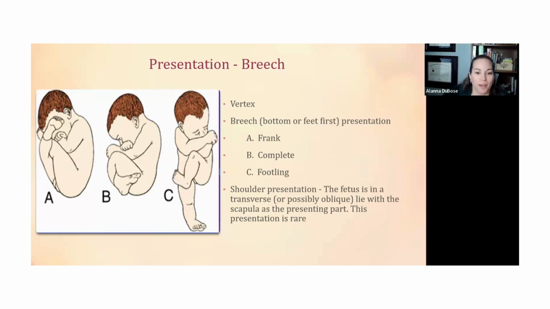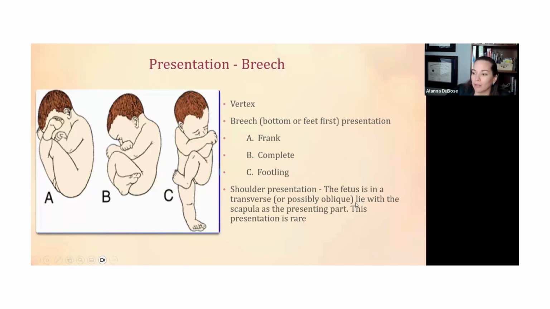It's pretty amazing how flexible they are. But that's frank breech. Complete breech is like the normal fetal position, but just butt first. And then footling, of course, is when the feet are coming out. There's also a shoulder presentation. If the baby is transverse or oblique and we check and we're feeling a shoulder, that's obviously shoulder presentation.